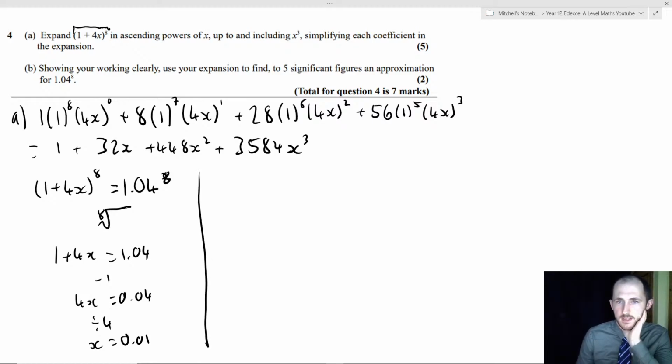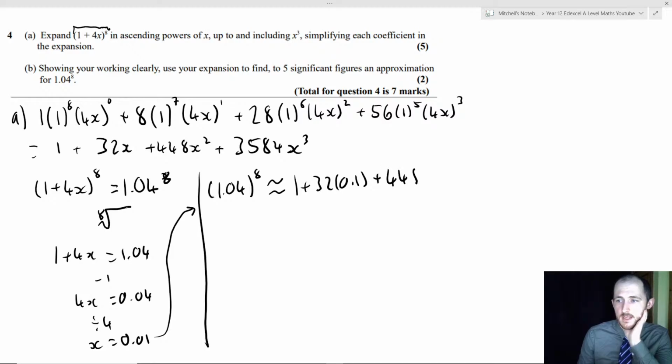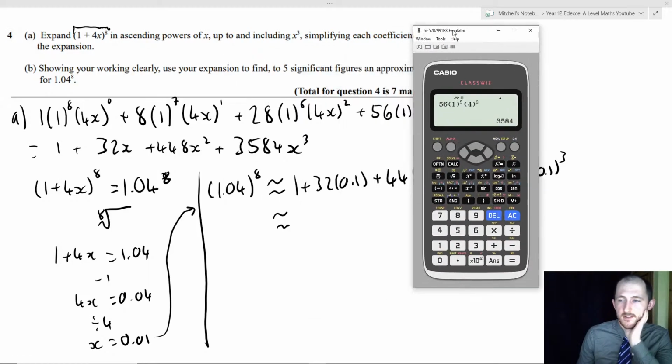So if we want to do that over here, our approximation for 1.04 to the power 8 is approximately equal to 1 plus 32 times 0.1 plus 448 times 0.1 squared plus 3,584. Which again, let's just type it into our calculator.